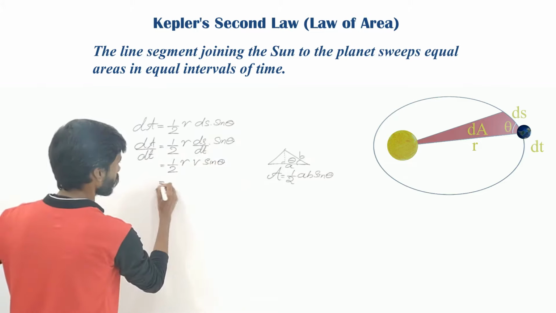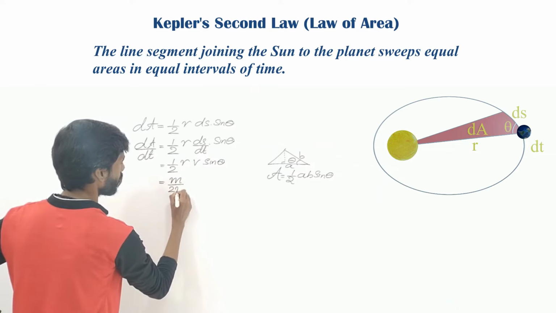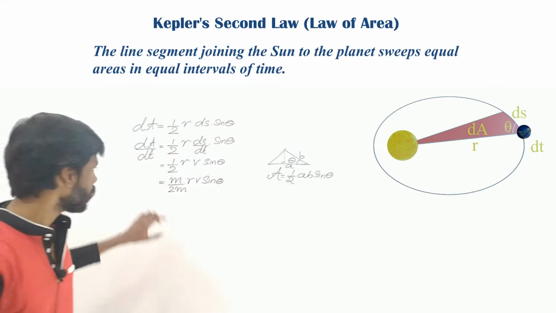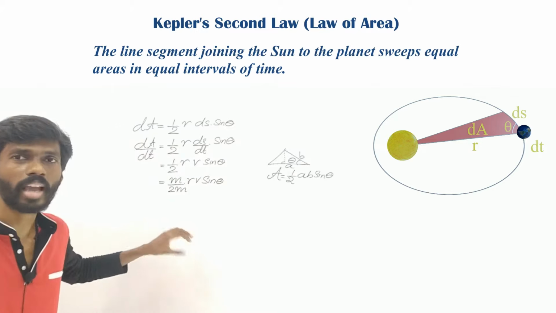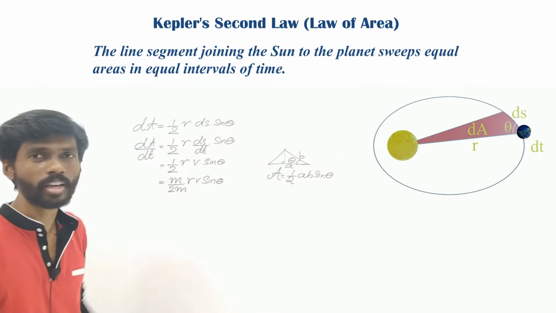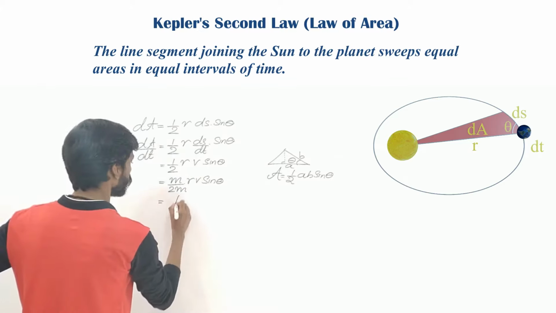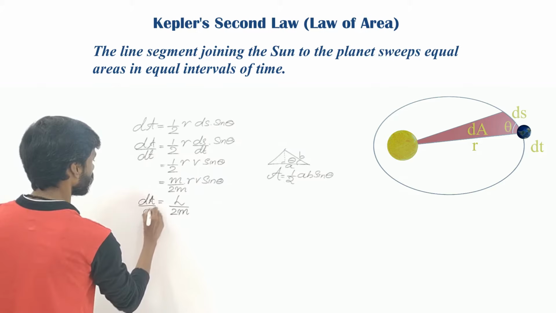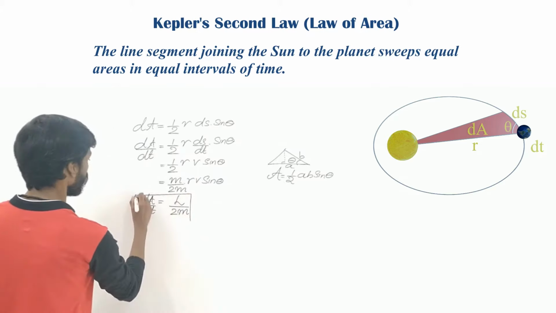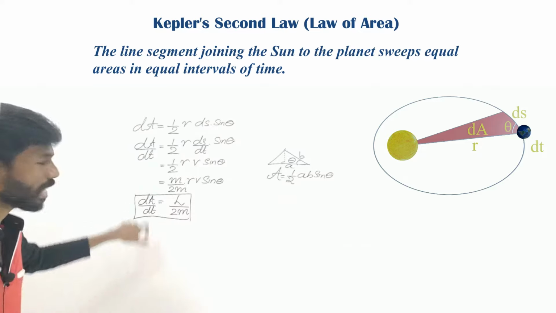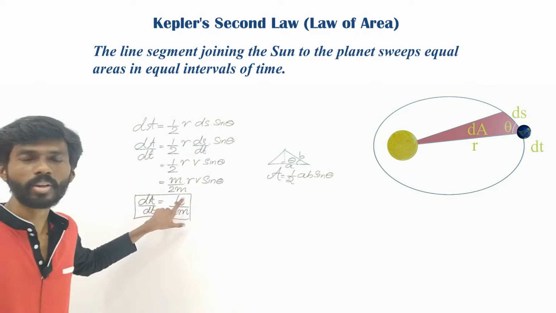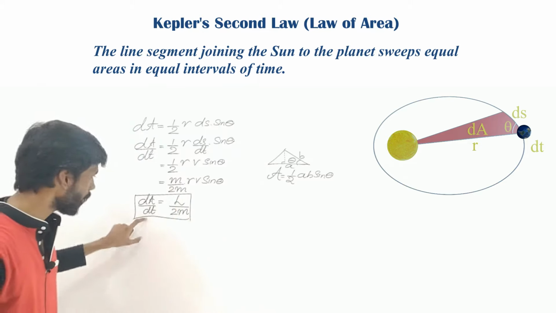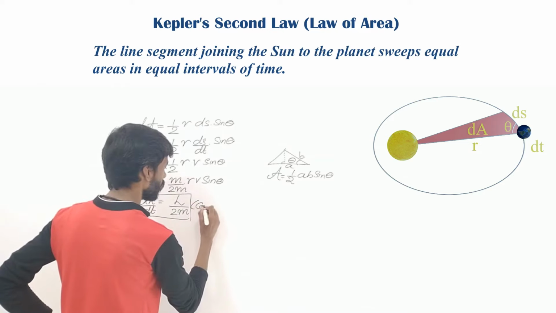Now in this expression, multiply and divide by m in the numerator and denominator: m r v sin theta over 2m. If you observe, the numerator is the expression for angular momentum, m v r sin theta. So that is equal to angular momentum divided by 2m. That is dA by dt. So the rate at which the area increases is a constant, because the angular momentum is constant at any point on the orbit. So this whole expression is a constant. That is the proof of Kepler's second law: dA by dt is constant.